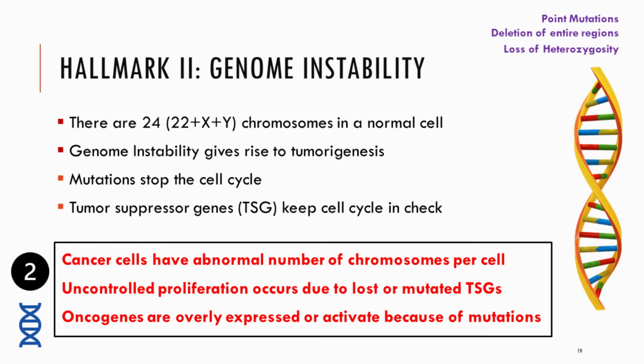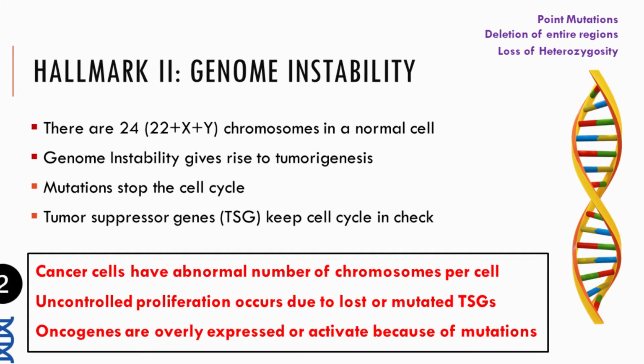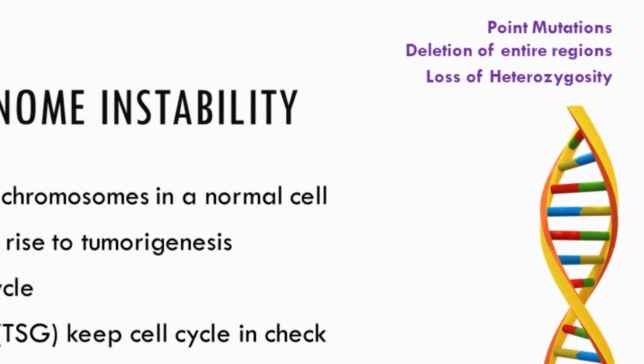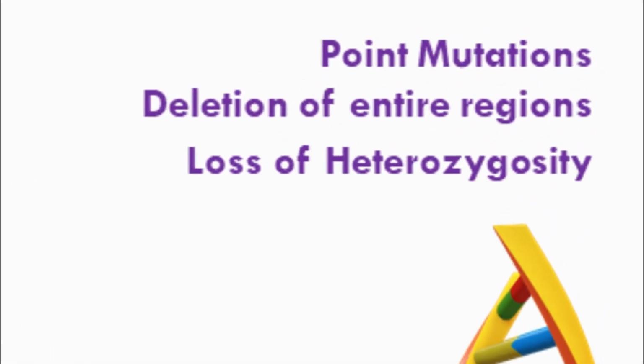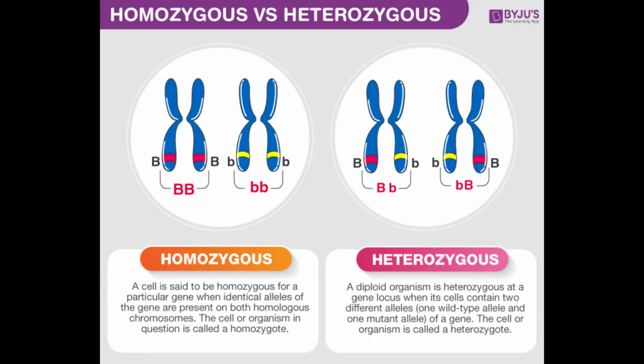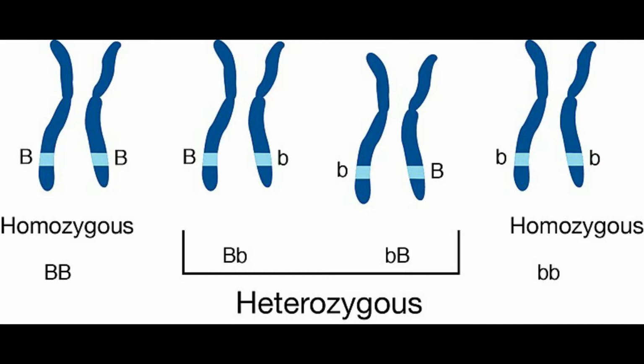Another important terminology that you can see on the screen is called the loss of heterozygosity. Homozygosity and heterozygosity are basic concepts of genetics, and they simply mean that a gene has two alleles, one is dominant and one is recessive. If a gene contains either the recessive or the dominant alleles together, that gene is called homozygous. However, if a gene is a mixture of two different alleles, one dominant and one recessive, it is called heterozygous.